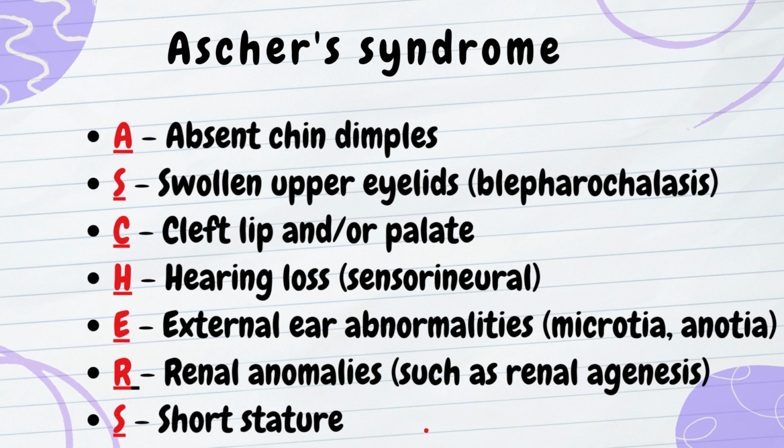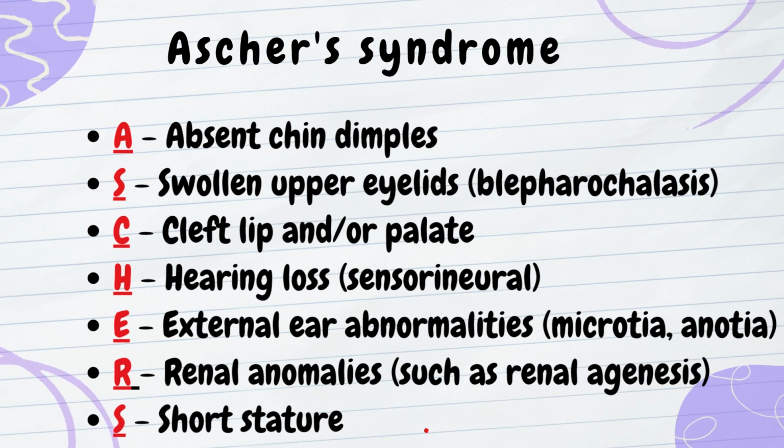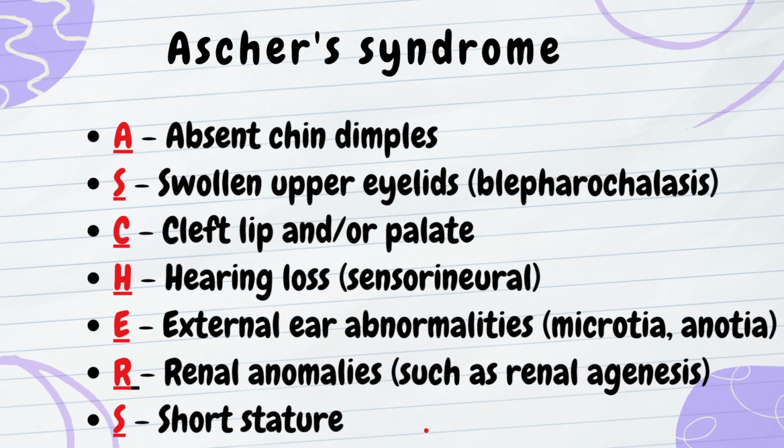And the next one is hearing loss. E for external ear abnormalities, R for renal anomalies, and S for short stature.